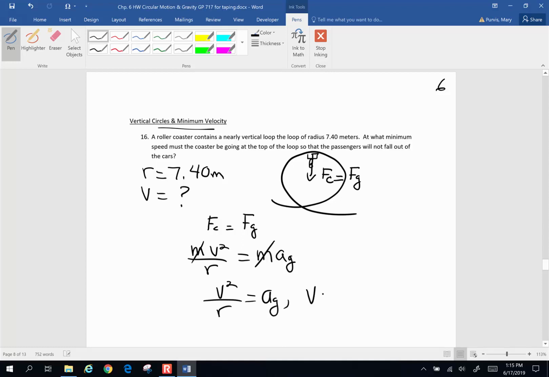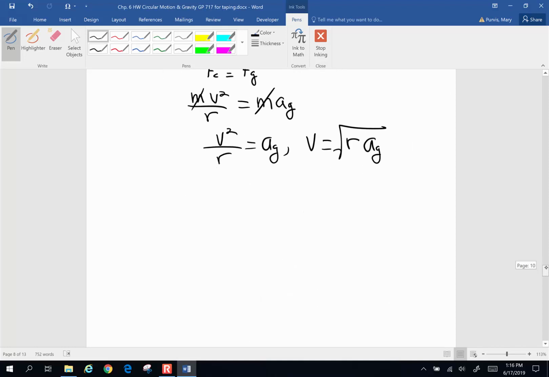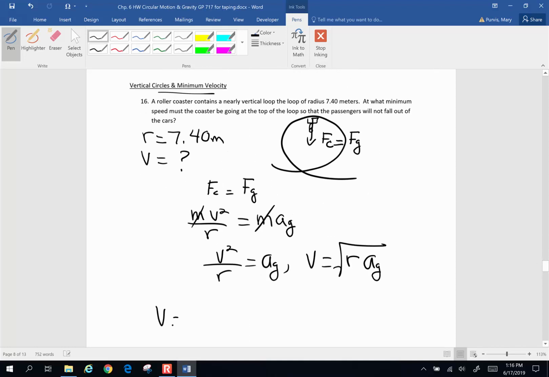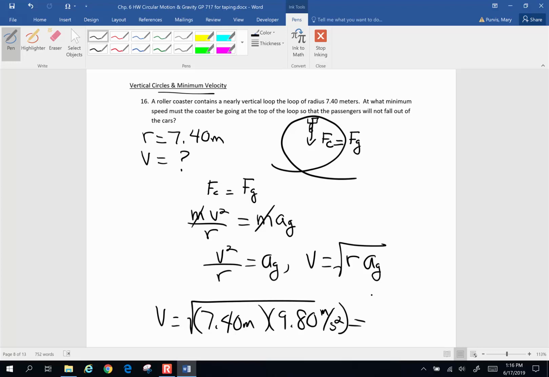If we solve that for v, that's going to be the square root of radius times acceleration of gravity. So the minimum velocity to just stay on that vertical circle is going to be the square root of 7.4 meters times 9.8 meters per second squared. And let me grab a calculating machine. 7.4 times 9.8 square root, and I get 8.52 meters per second is the minimum tangential velocity.